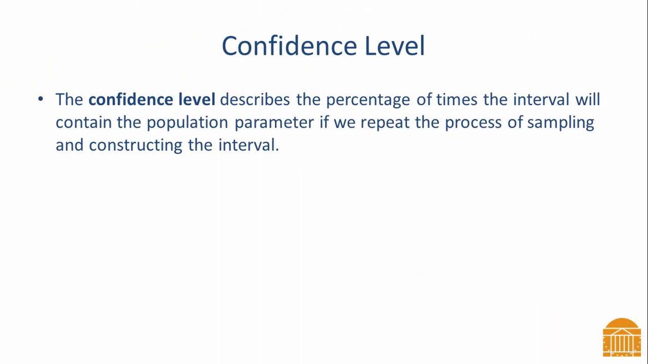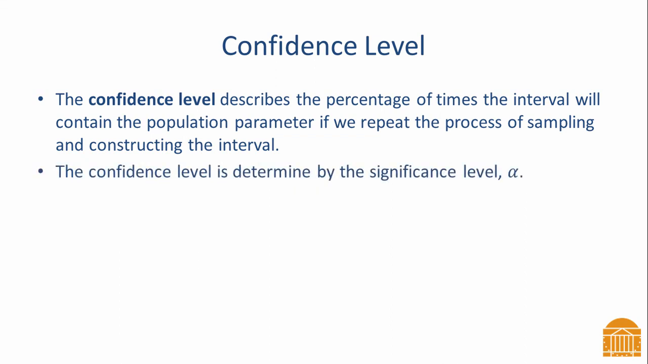The confidence level describes the percentage of times the interval will contain the population parameter if we repeat the process of sampling and constructing the interval. There is an important nuance to this definition that we will revisit later. For now, we will look at how we set the confidence level.